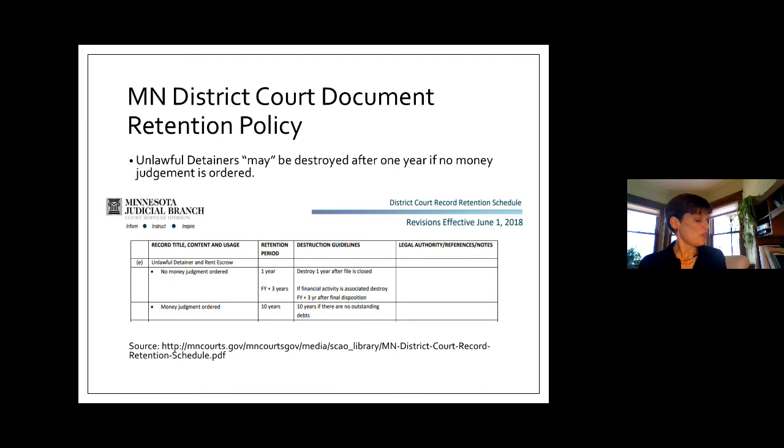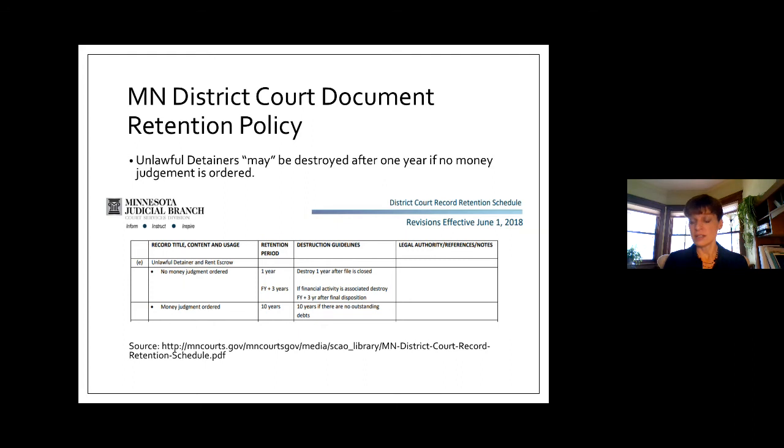Whether or not the court on its own accord ever sua sponte expunges cases, it rarely happens. There is a document retention policy that the Minnesota District Courts have, which says that if an eviction case is over 1 year old and there is no judgment attached to it, that case may be destroyed. And if eviction cases have a judgment attached to them, after 10 years, that case may be destroyed.